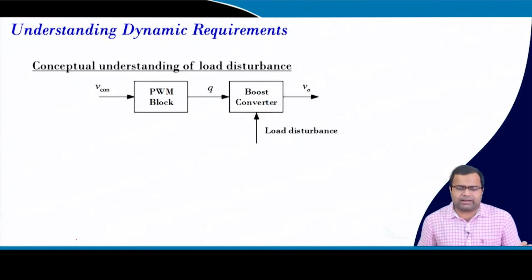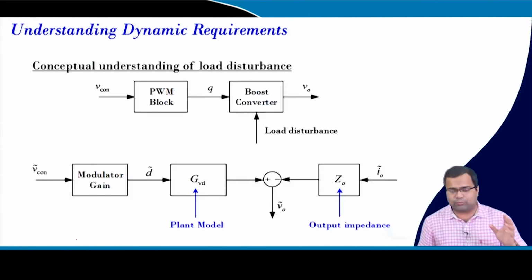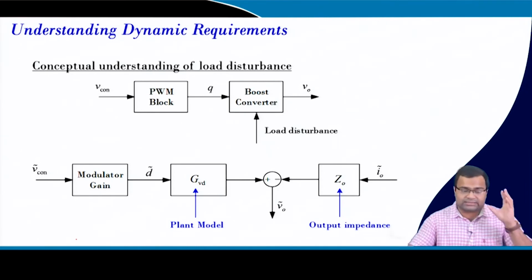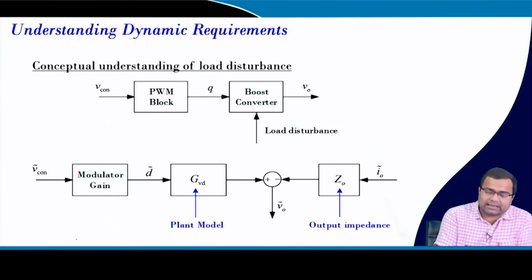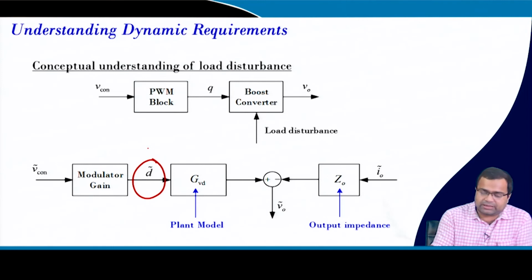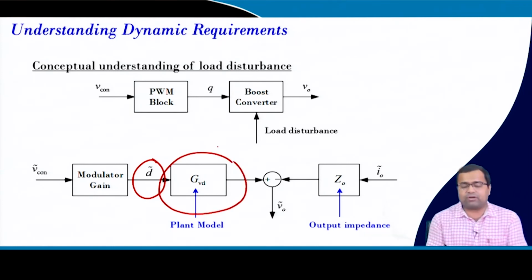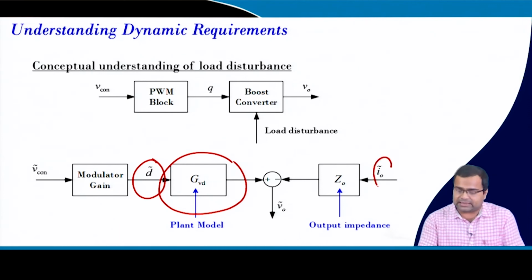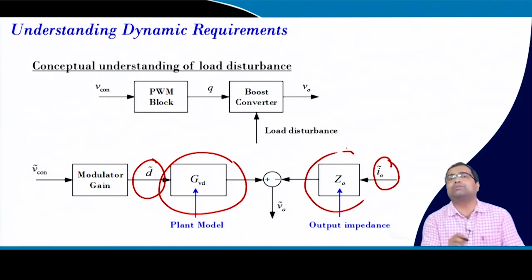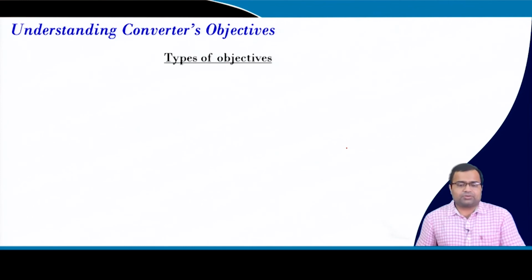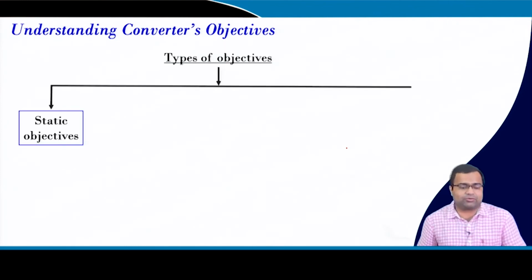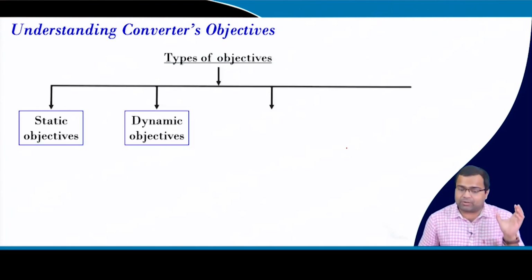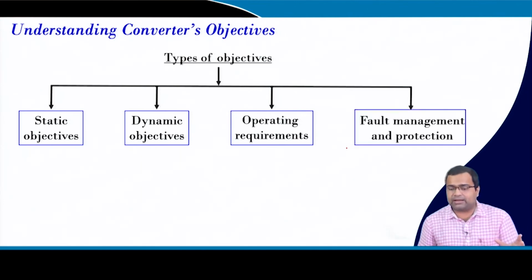So, dynamic requirement, now we understood we can take a boost converter. That means we will see in a subsequent lecture, if there is any change in the duty ratio, it will affect the output voltage, and we can derive a control to output transfer function. If there is change in any load current, it will affect through the output impedance. So, the converter objective can be divided into static objective, dynamic objective, operating requirement, then fault protection and management.